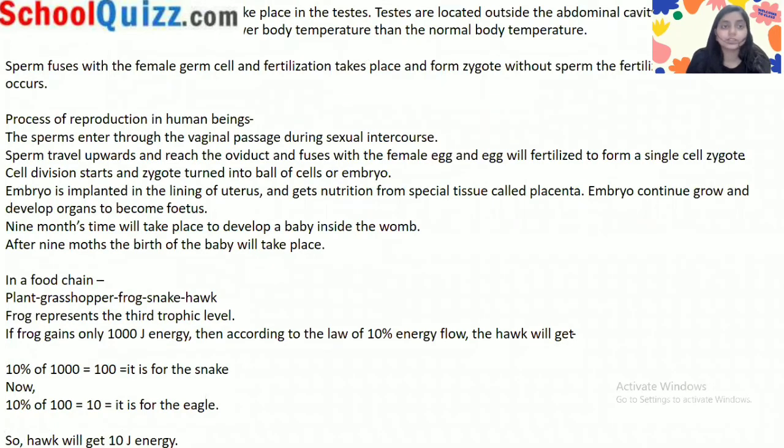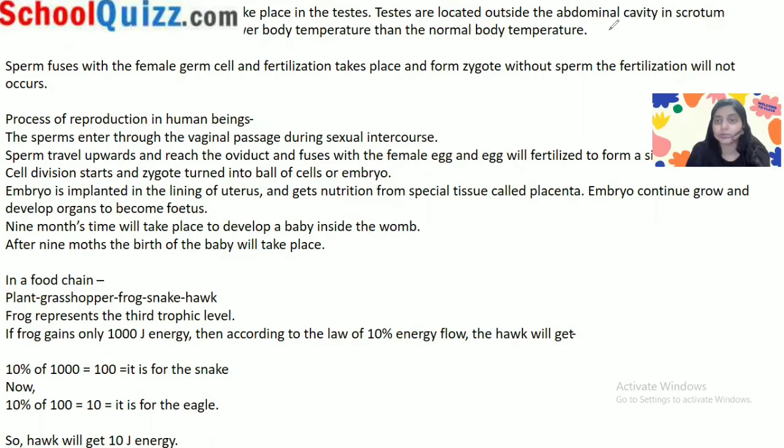So the formation of germ cell or sperm takes place in the testes. Testes are located outside the abdominal cavity in the scrotum, because sperm formation requires a lower body temperature than the normal body temperature. So this is the reason the testes are outside the body, right? You have to tell them the location of the testes and the reason why they are not present inside the body: sperm cannot form inside the body. Why? Because of the temperature, right?